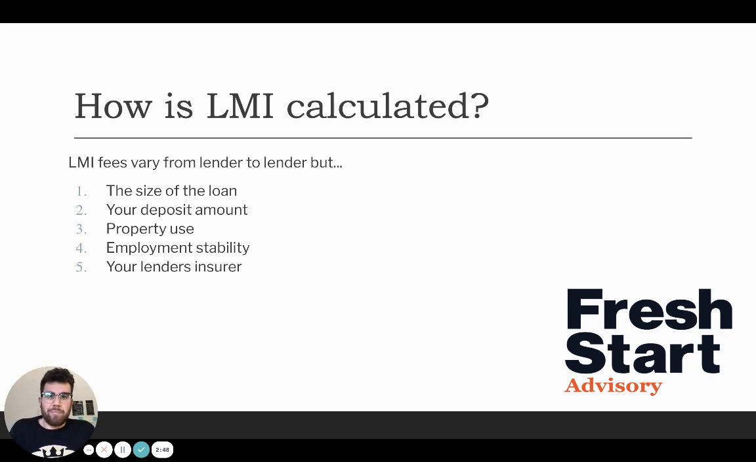Employment stability. Depending on your employment, if you're a lawyer, a doctor, an accountant, or someone that works in the bank, you get discounts, or you don't have to pay LMI, and this helps you avoid this hurdle. So this is a great asset to have. And it all comes down to the insurer. Depending on the banks and what insurance company they're using, some insurance companies might be a little bit more expensive than others. So that's something to take into consideration as well.